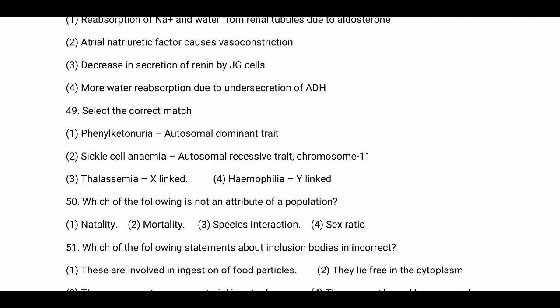Which of the following is not an attribute of a population? Natality, mortality, species interaction, sex ratio. Which is not an attribute of a population? So again, if you talk about population, what we do not consider is species interaction. Species interaction is not related to population, whereas sex ratio, mortality and natality are related to population.